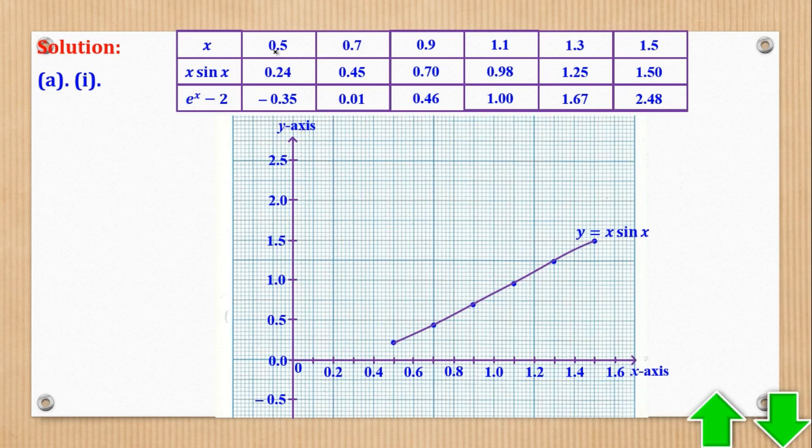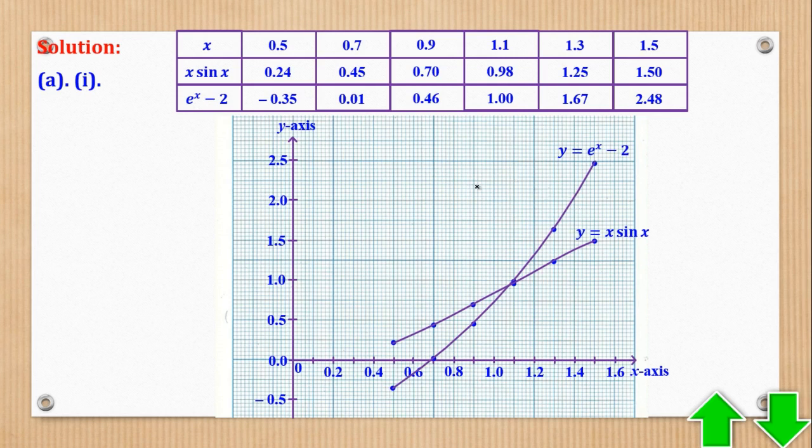The next function, 0.5 is negative 0.35, 0.7 with 0.01, 0.9 with 0.46, 1.1 with 1.0, 1.3 with 1.67, 1.5 with 2.48. Then you also join the points using freehand. So let's do that. Then you also label the curve.